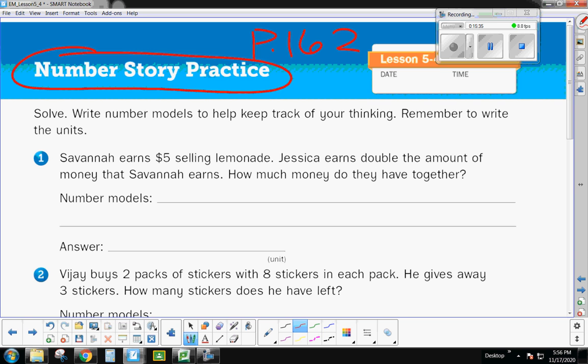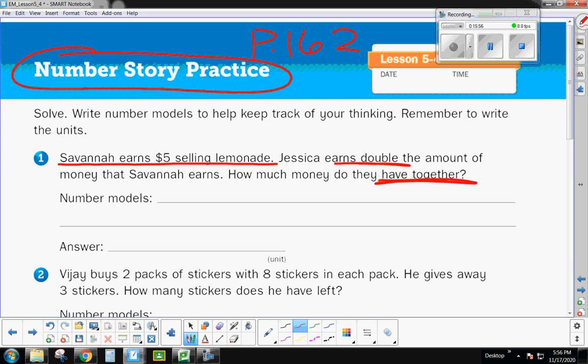All right, so this first problem, boys and girls, says Savannah earns $5 selling lemonade. Let's see, Savannah, $5 selling lemonade. Jessica earns double the amount of money that Savannah earns. So how much money do they have together? So I'm putting their money together.